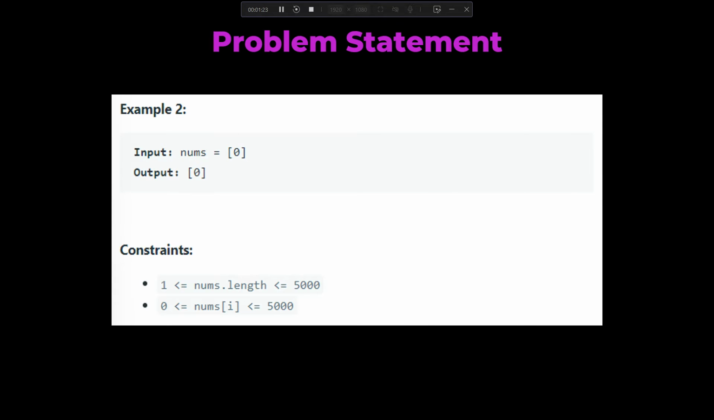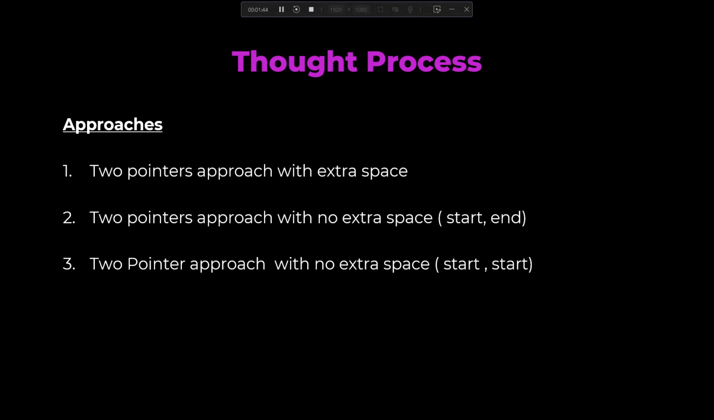Let's have a look at example 2. In example 2, there is only one element, 0, so the output will be 0. The constraints given are that the nums length is inclusive between 1 and 5,000, and the value itself is between 0 and 5,000.